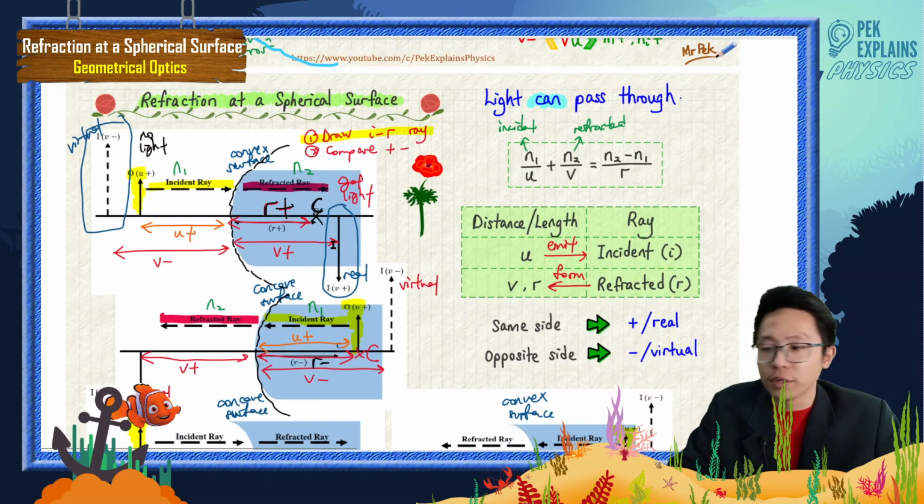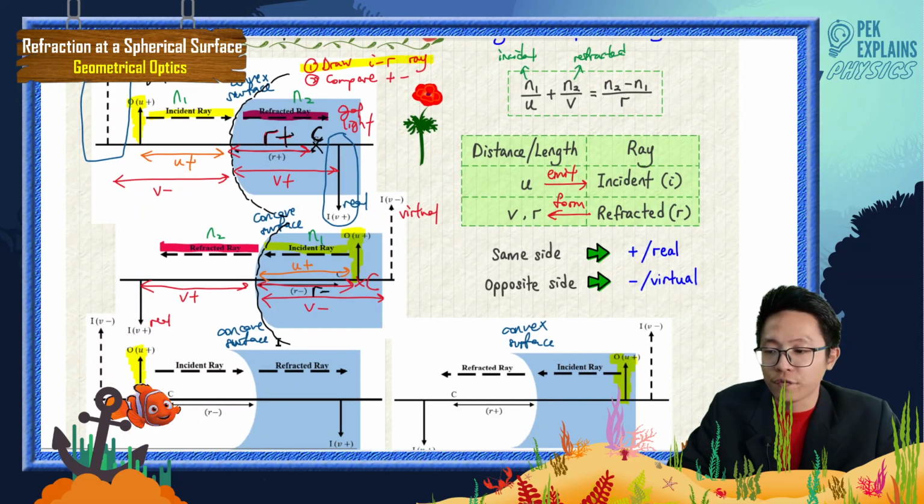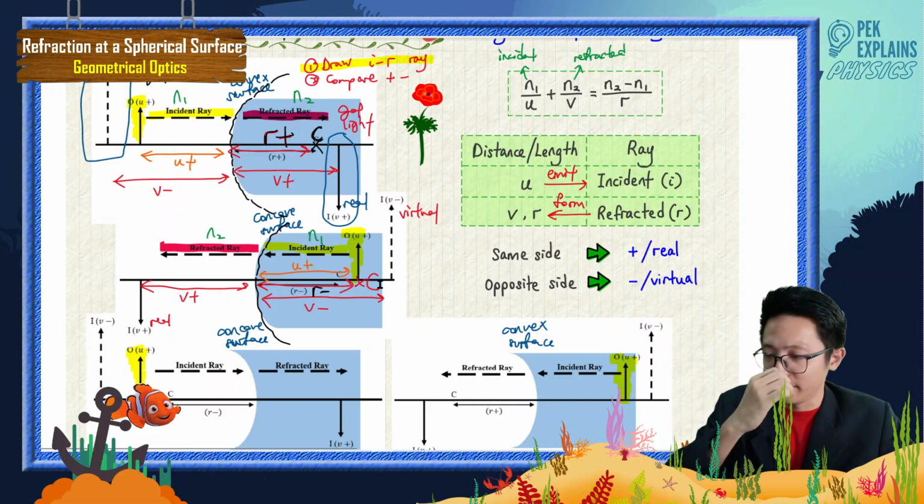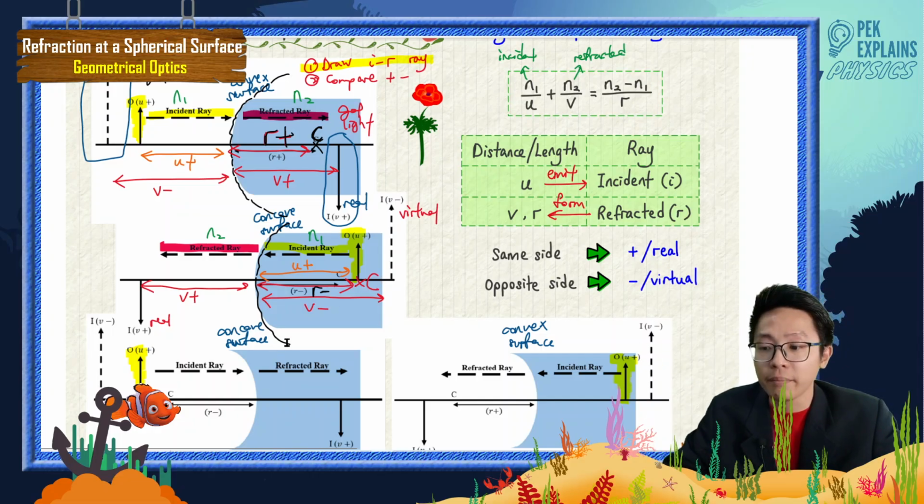Some reference books will say a convex surface must have positive r and a concave surface must have negative r. You remember that by memorization. Very hard, yeah? I don't like it. I like to draw a diagram and just compare to get the positive and negative.